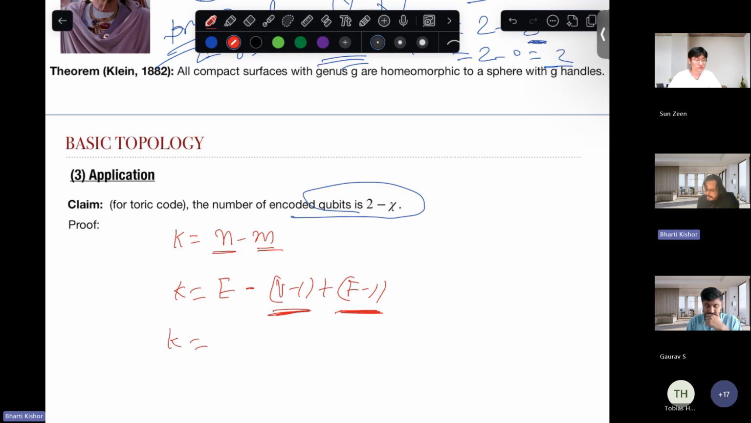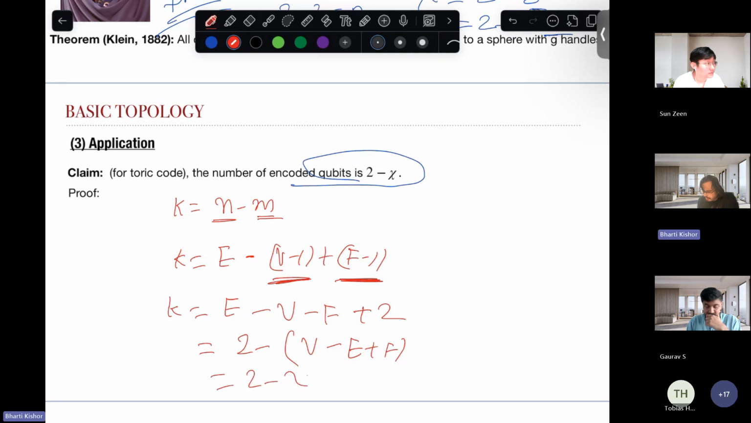So that is nothing but k is equal to e minus v minus f plus 2. But then that is nothing but 2 minus v minus e plus f. And that is nothing but 2 minus chi. So the number of encoded qubits is 2 minus chi. And this chi is what? Chi is 2 minus 2G, right? Chi is 2 minus 2G.